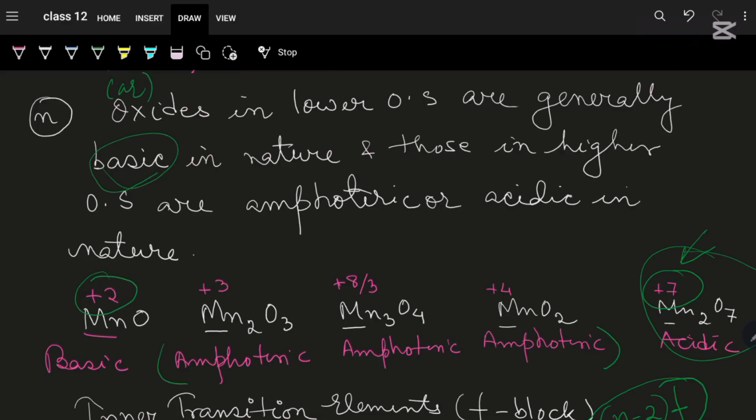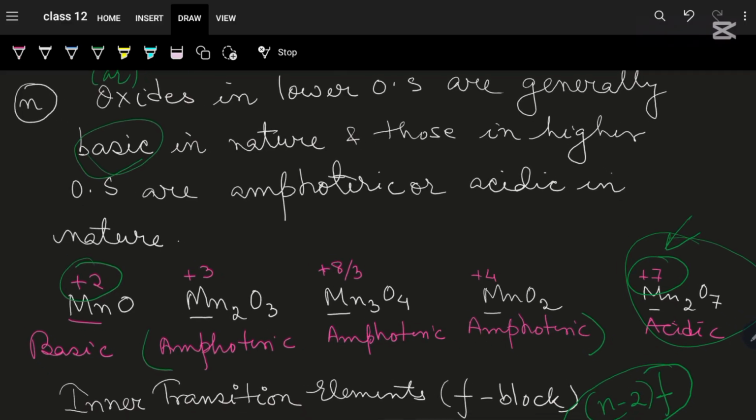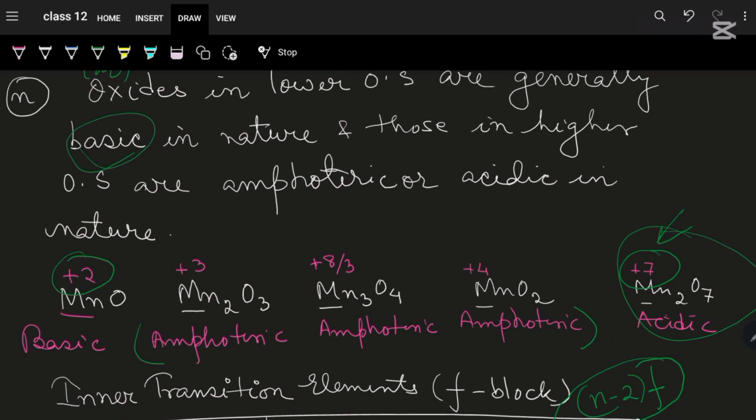Now, oxides of these transition metals. I have given the example of manganese. Most widely, it has the oxidation states from +2 to +7. So the lower one is found to be a basic oxide, basic in nature. The higher one is acidic in nature, and in between they are amphoteric in nature. Amphoteric means they react with both acids and bases.